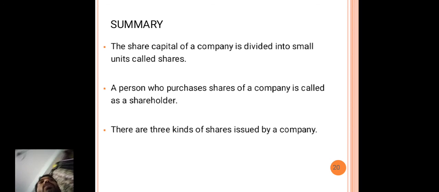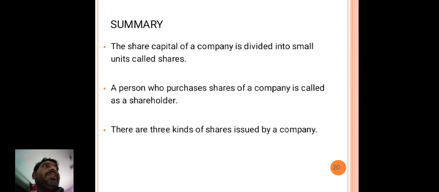In tomorrow's class, or the next class, I will explain very clearly about these types of preference shares, so that we can complete this long term procurement of financial resources of a joint stock company. And we will clearly understand the different types of shares. Thank you.